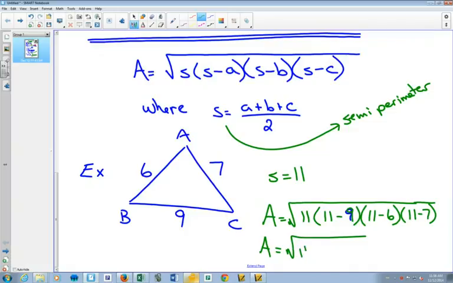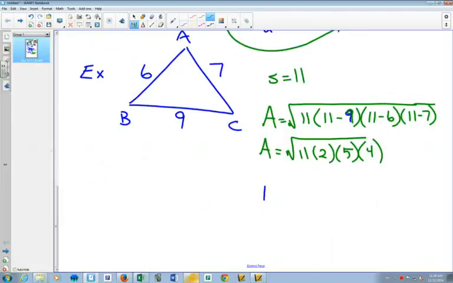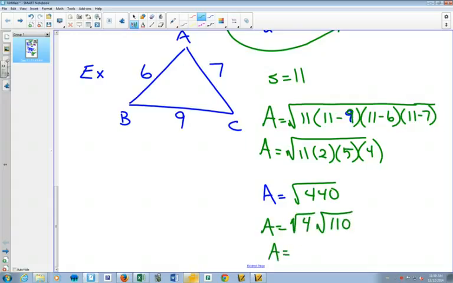So we get the square root of 11 times 2 times 5 times 4. Mental math. 440. Can you simplify that radical? Yes, you can, because you can pull out a 4, because it's square root of 4 times square root of 110, just to practice that. 110 is 2 times 5 times 11, so you can't simplify that one. And that's the area. Question?